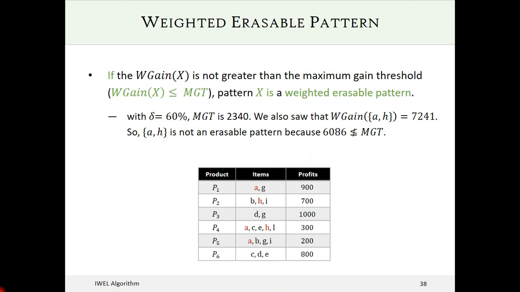If the weighted gain of X is not greater than the maximum gain threshold, or MGT, pattern X is a weighted erasable pattern. For example, with delta equal to 60%, the maximum gain threshold will be 2340. We also saw that the weighted gain of pattern AH is equal to 7241. As a result, we can say that pattern AH is not an erasable pattern because 7241 is not less than or equal to the maximum threshold value. This is why we saw that without considering weights, the pattern AH was an erasable pattern with the same threshold.